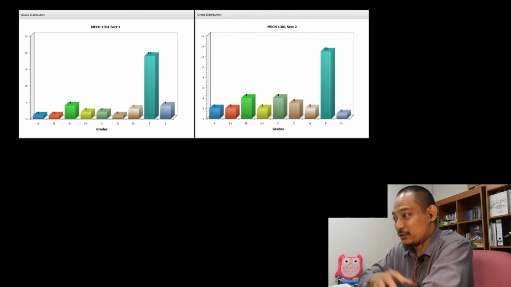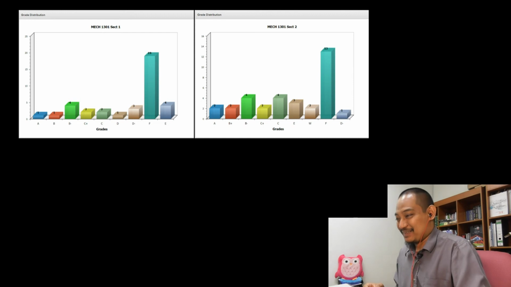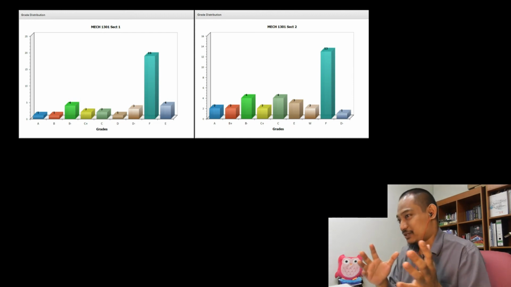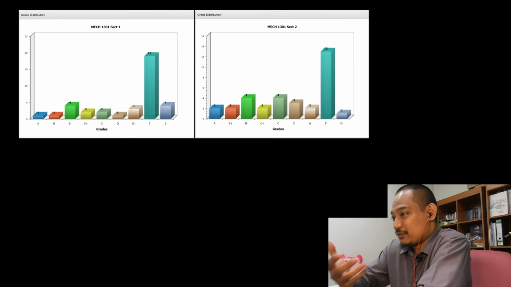Not a problem, right? So we do not push the marks. Do not expect your marks will be pushed just so that the department will look good, right? The mechanical department does not behave like that. It's just that if you achieve, you achieve. If you don't, you don't. So this actually happened.